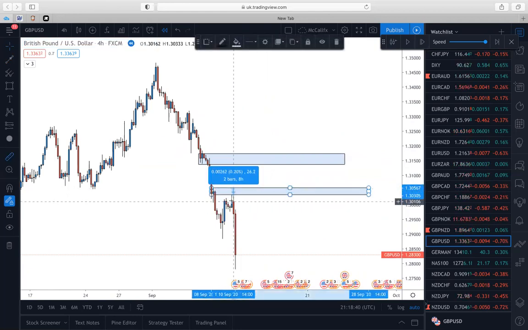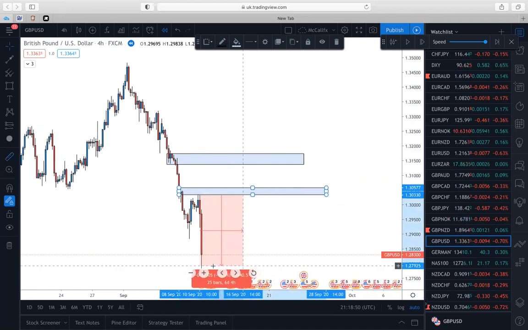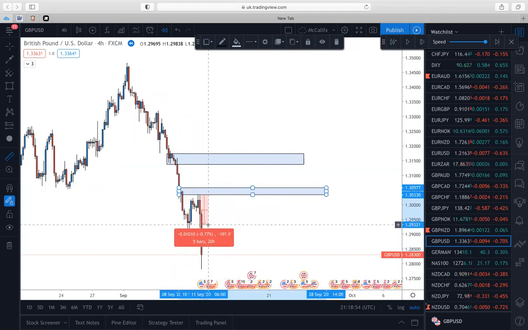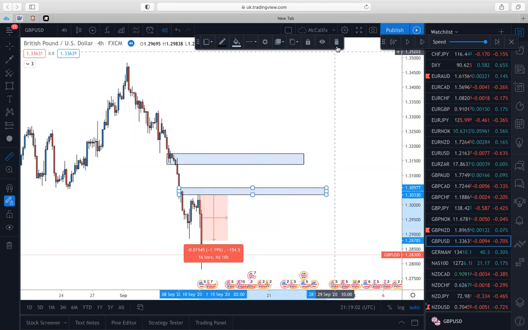Remember I told you it's supposed to be three times your risk. So let's imagine this is 30 pips. Your take profit is going to be 90. Your first take profit gets hit, and then for your second take profit you can actually extend this to whichever one that you want, right?